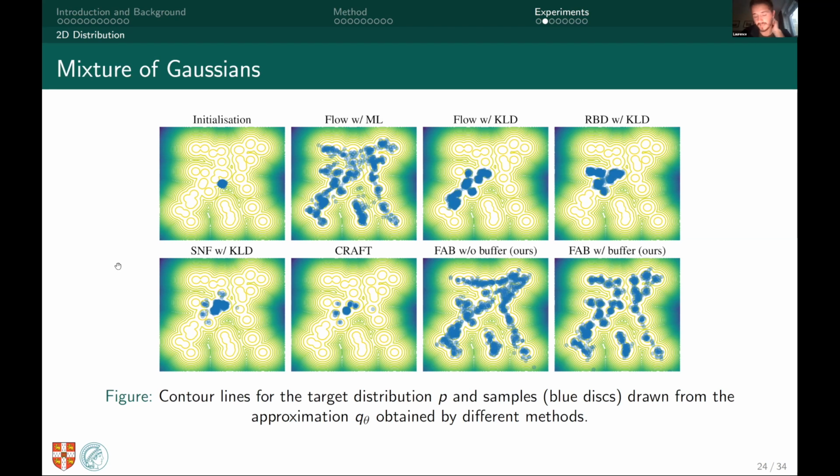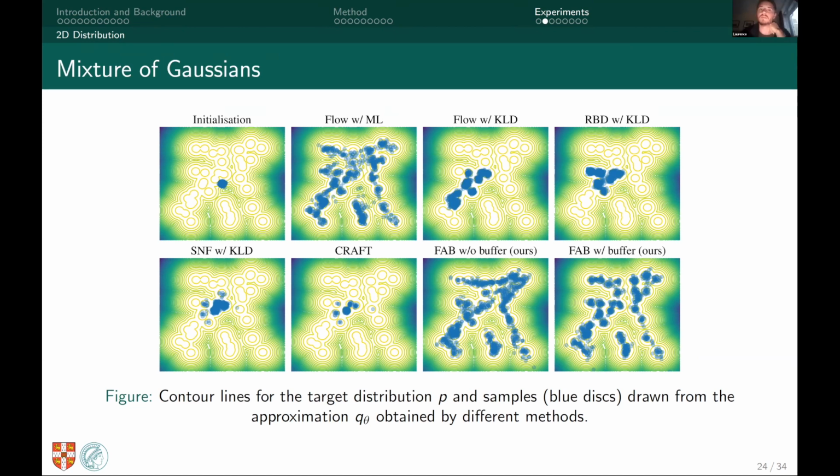And then we have our method, both with and without the replay buffer. You can see it's working quite nicely. Specifically, with the replay buffer, it works pretty similarly to training with maximum likelihood. If you train without the replay buffer, this should be better.